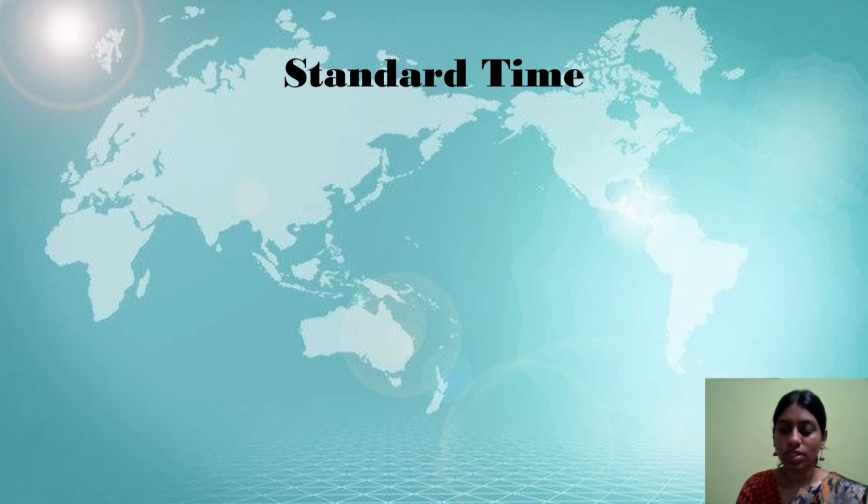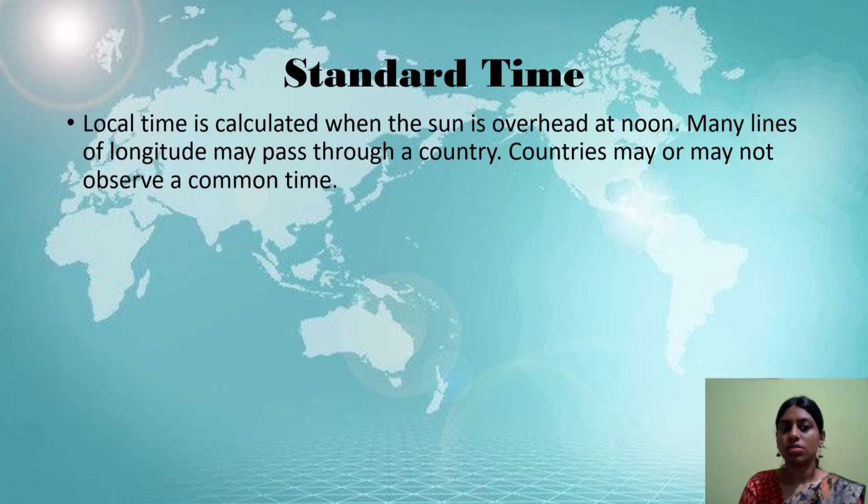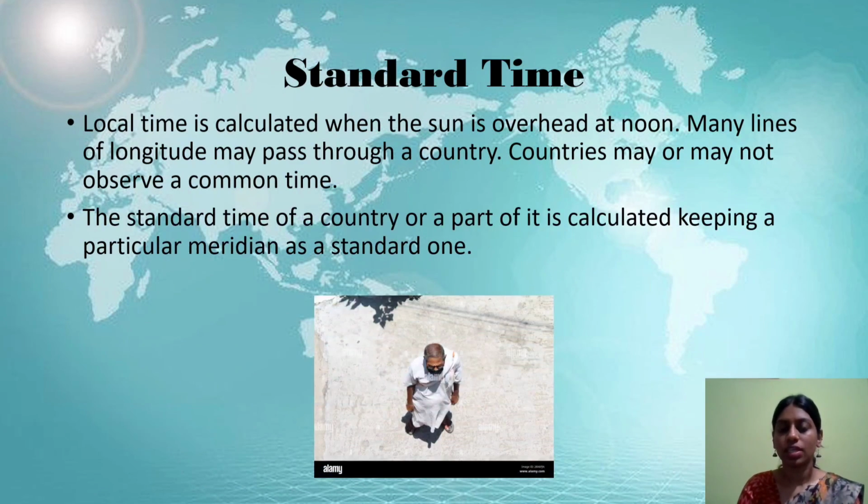Next we will learn about standard time. The local time is calculated when the sun is overhead. When you stand under the sun and the sun is exactly over your head, that means it is 12 noon or 12 p.m. There are many lines that pass through a country, so different places will have different times. So to find the standard time, they use a meridian as a standard one.